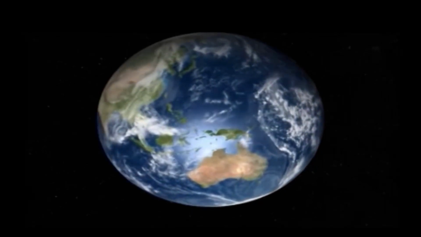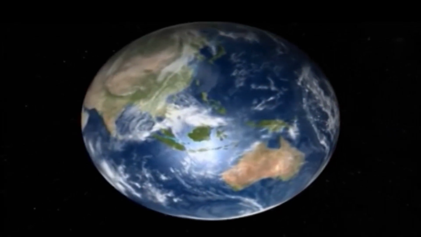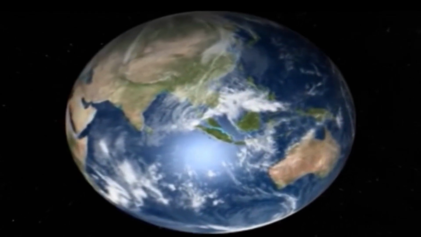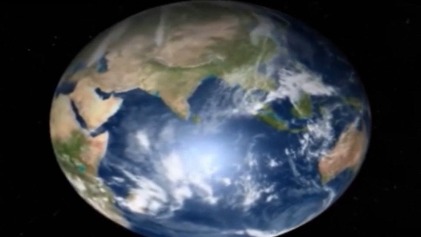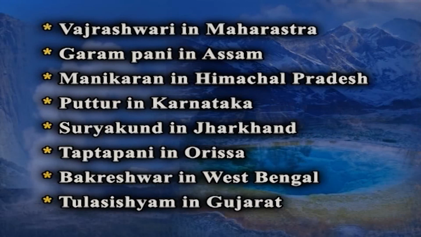Geysers and hot springs are found in India. There are more than 16 natural geysers or hot springs in India. The examples are Vajreshwari in Maharashtra, Garampani in Assam, Manikaran in Himachal Pradesh, Puttur in Karnataka, Suryakunda in Bihar, Taptapani in Orissa, Bakreshwar in West Bengal, Tulsi Shyam in Gujarat.